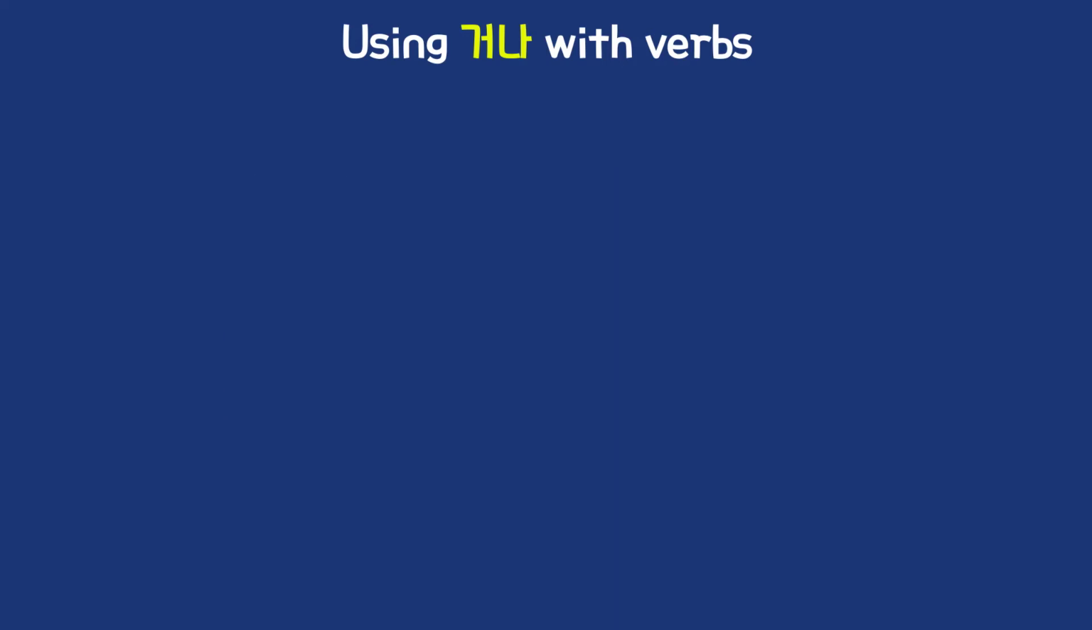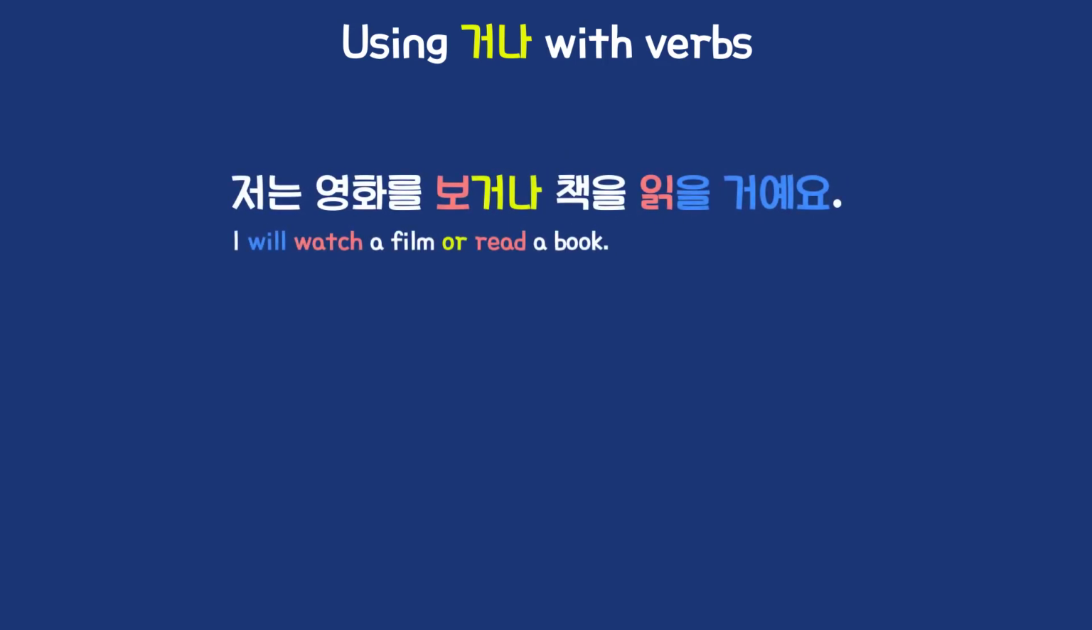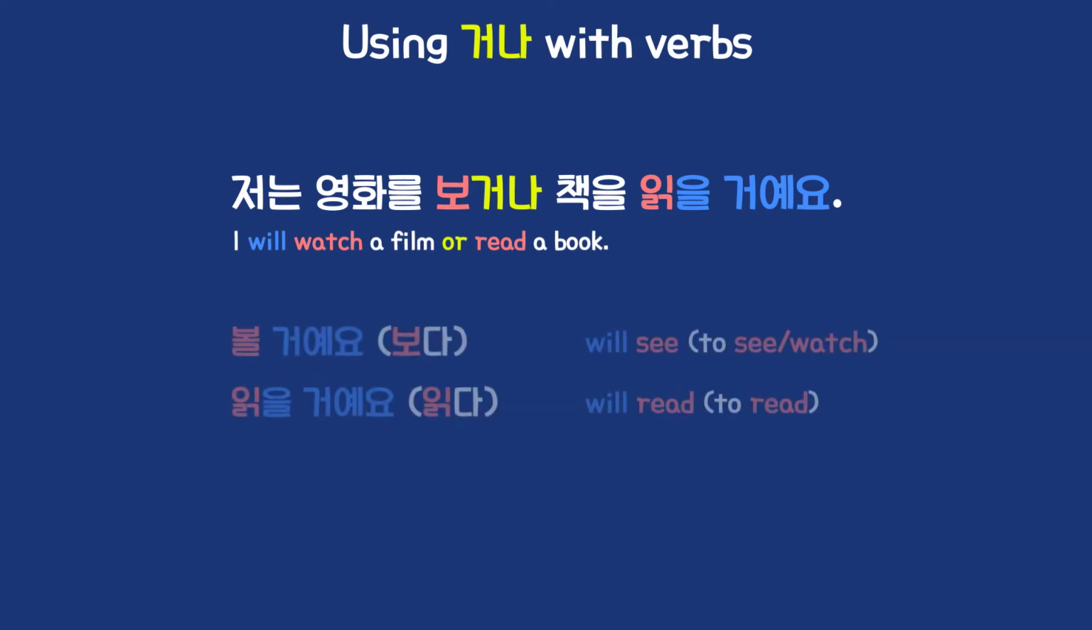Here's one more example sentence. 저는 영화를 보거나 책을 읽을 거예요. I will watch a film or read a book. So again, we provide two verbs as possibilities. 보다, which means to see, and 읽다, which means to read. And we just add 거나 to the first verb stem.